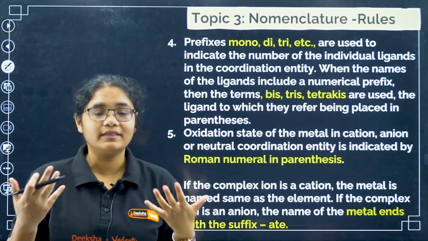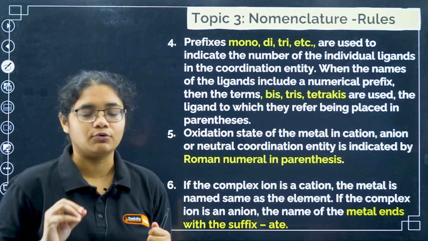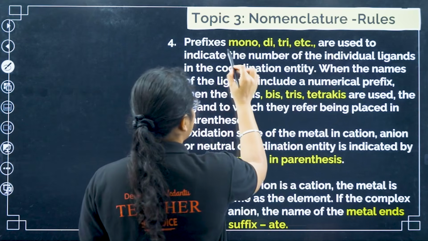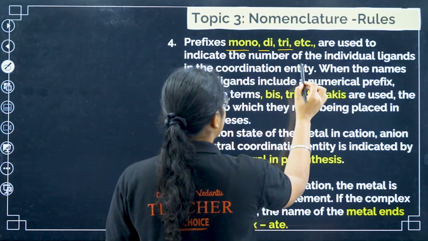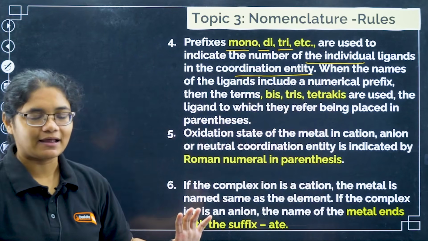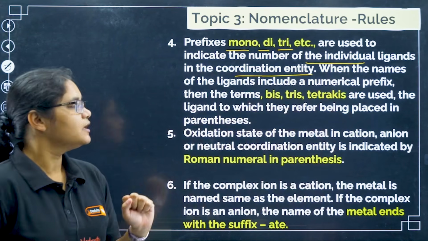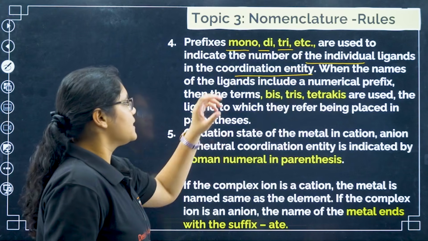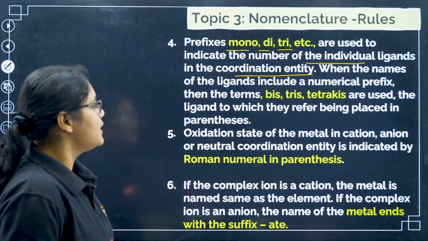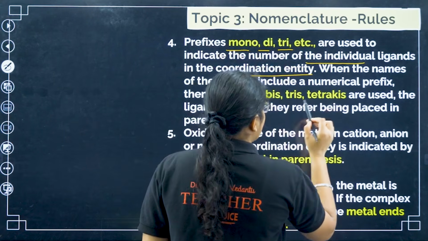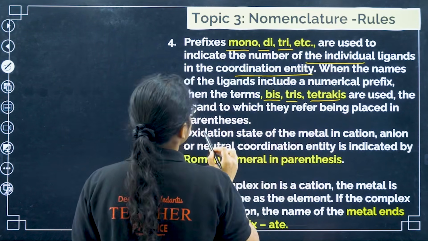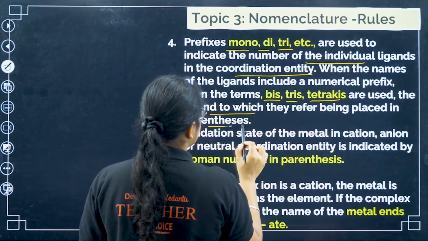Now if there is more than one ligand, for example you have four ammonia or two chlorines present, then prefixes like mono, di and tri are used to indicate the number of individual ligands in the coordination entity. I'll give you examples, we'll solve some questions, and you'll be clear. These numbers indicate the number of ligands present. When the names of the ligand include a numerical prefix, then the terms bis, tris, tetrakis are used, with the ligand to which they refer placed in parentheses.